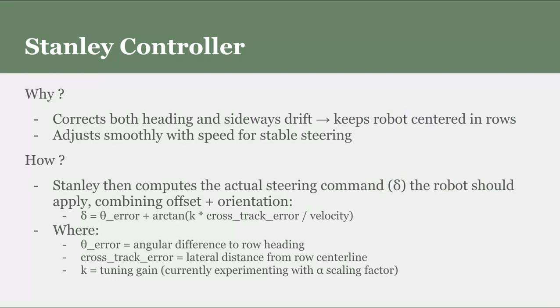And then to keep the robot aligned, we use the Stanley controller. This controller corrects both heading and sideways drift, adjusting smoothly with speed for stable steering. This steering command is calculated using both the angular difference to the row and the lateral distance from the center line. Right now, I've been experimenting with tuning the gain factor, which balances responsiveness with stability.